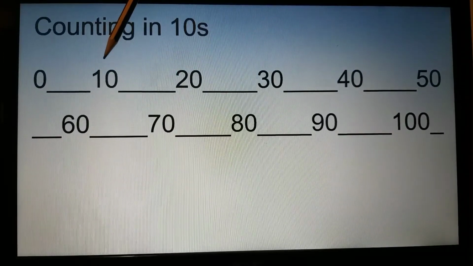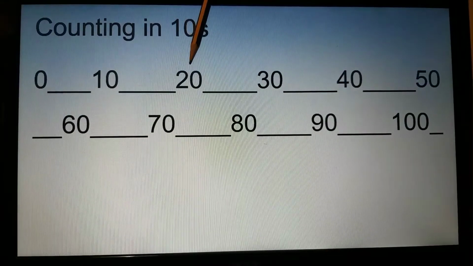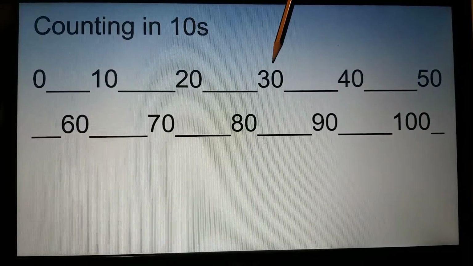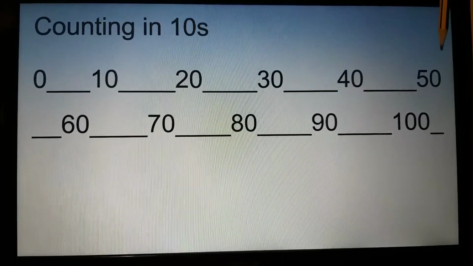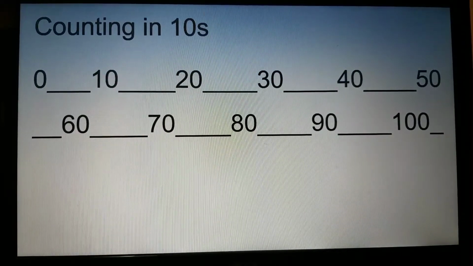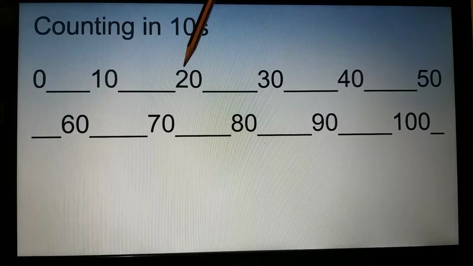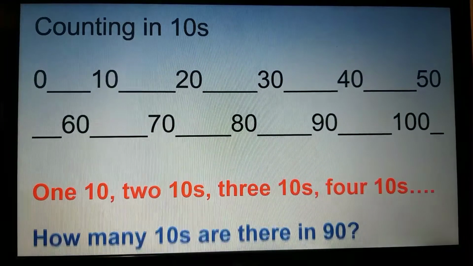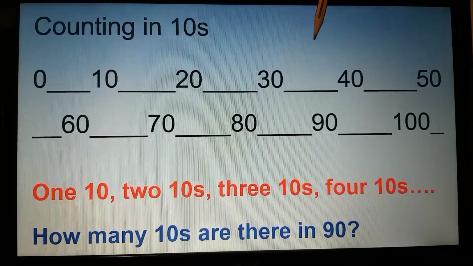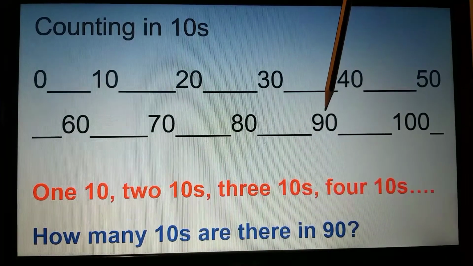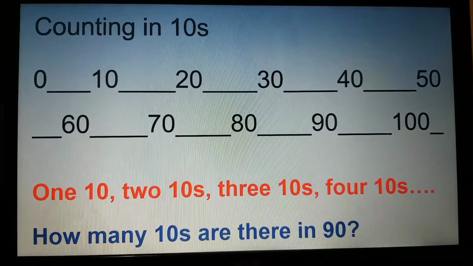So this is 10 actually. This is 2 tens, 10 and 10, 20. This is 3 tens, 4 tens, 5 tens. So instead of adding 1, we are adding tens, and we are adding to the left column, the tens column. And this is called counting in tens. Now you can tell me how many tens are there in the number 90. It's actually 9 tens.